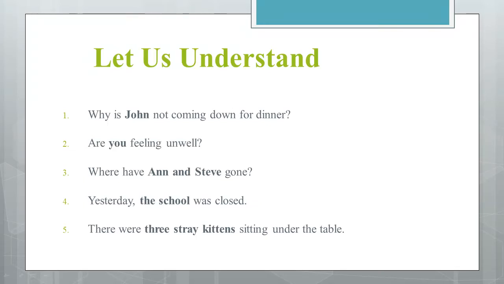Why is John not coming down for dinner? About whom we are talking in this sentence? About John? Yes, we are talking about John, that he is not coming down for dinner. So who is subject? Yes, subject is John. And the rest of the sentence, why is not coming down for dinner, is predicate. Number 2, are you feeling unwell? Who is subject? You? Yes, you is subject. And the rest of the sentence, are feeling unwell, is predicate.